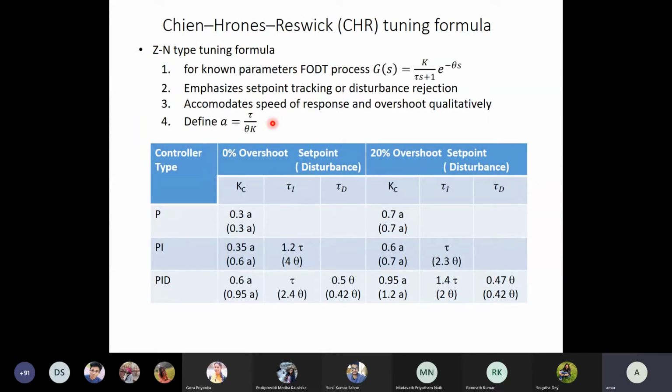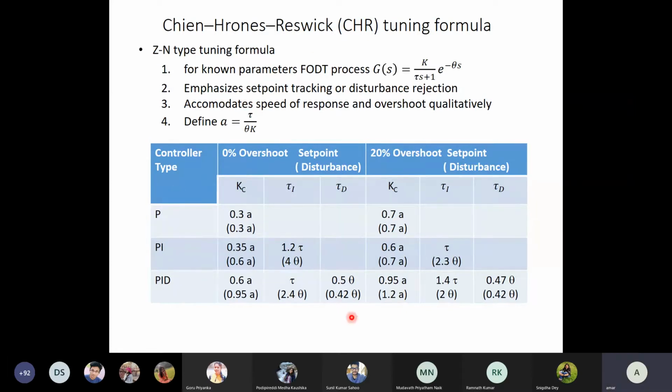The Chien-Hrones-Reswick tuning formula is again a similar type of tuning formula for the first order with dead time system, but they took both set point tracking and disturbance rejection into account, which qualitatively accommodates the speed of response as well as the overshoot. Do you have any question? Based on that, CHR gave these formulas.